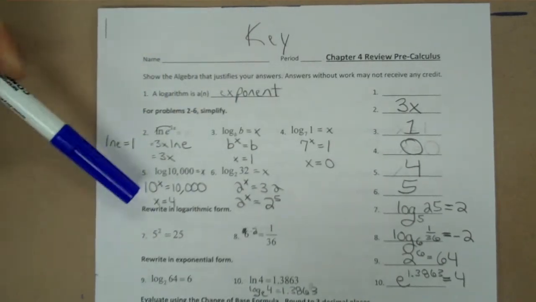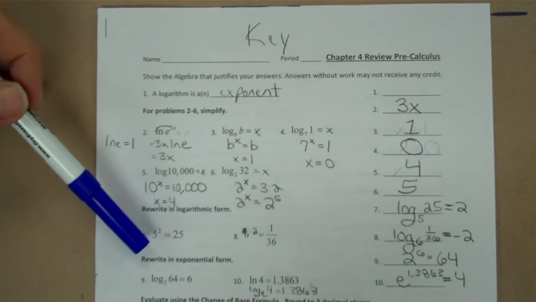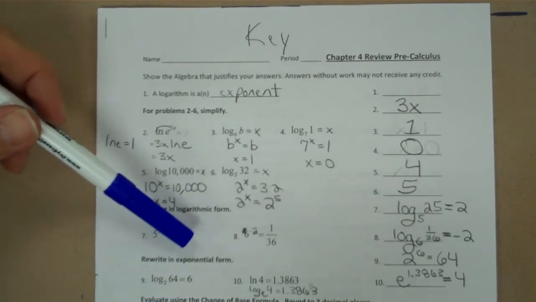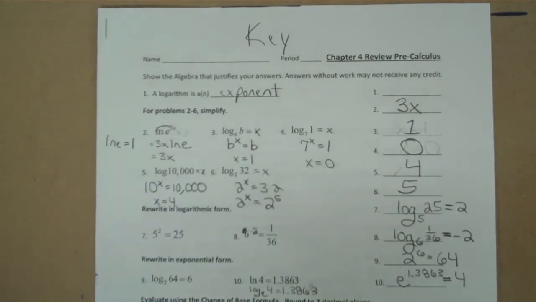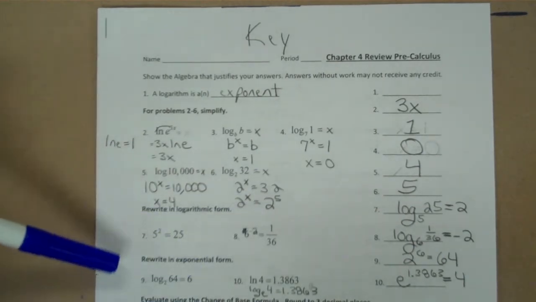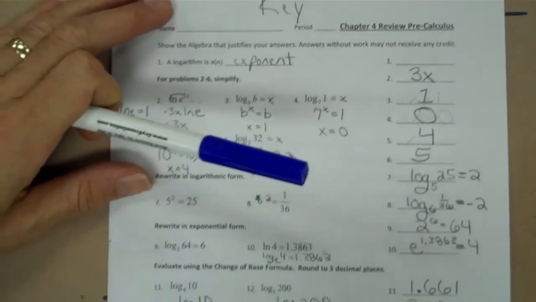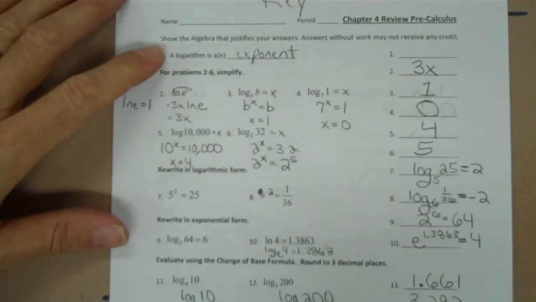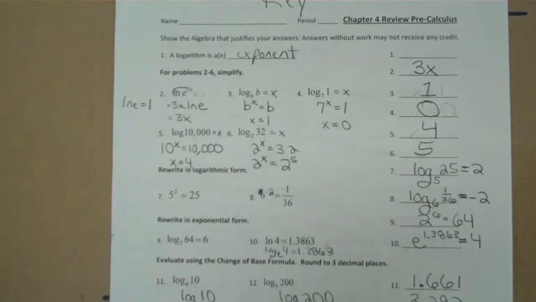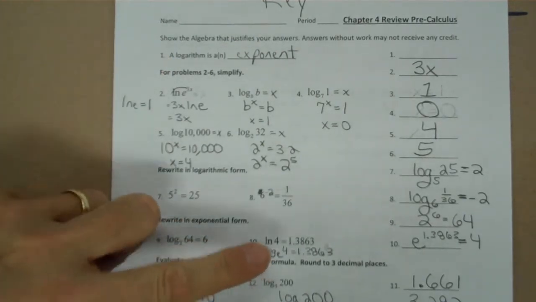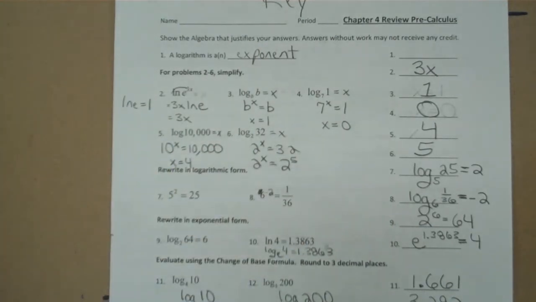Number 7, change it to log form, log base 5 of 25 equals 2. And then you can see number 8, very similarly. Let me skip down to number 10. Number 10, if it's natural log, we know that's the same thing as log base e of 4. And then we can change it, we can say it's e raised to 1.3863 equals 4.